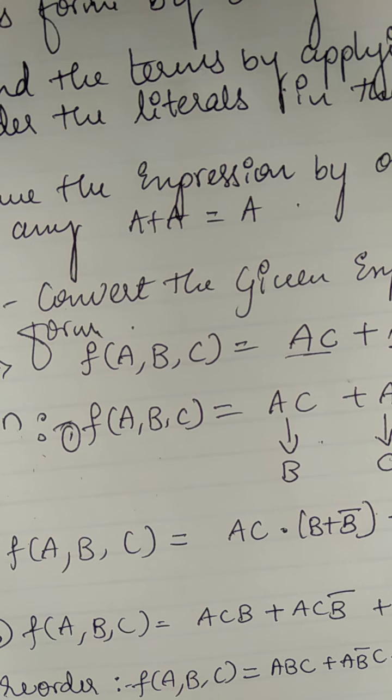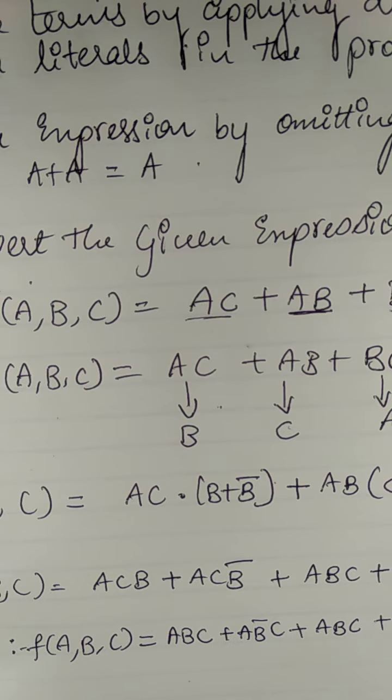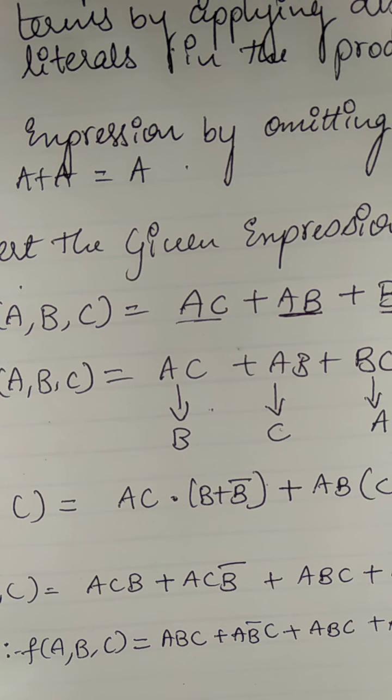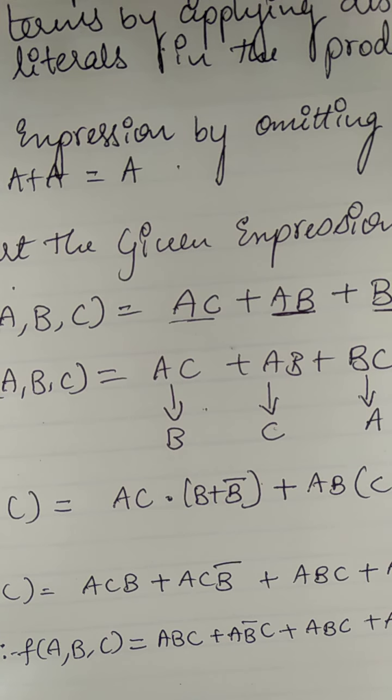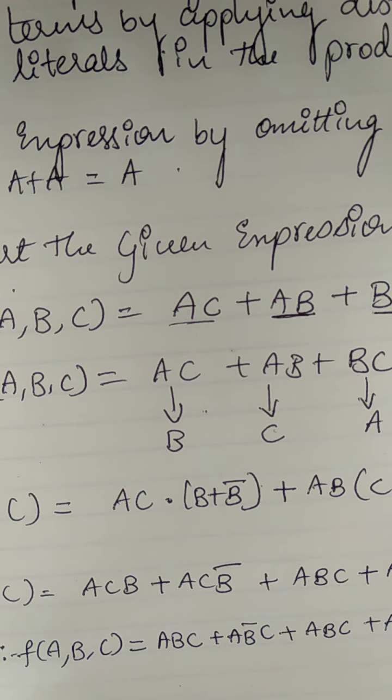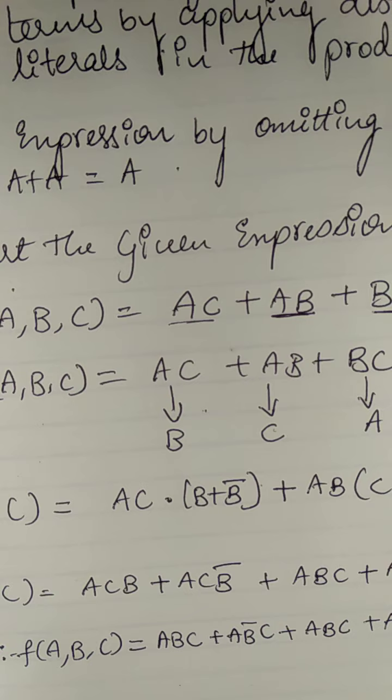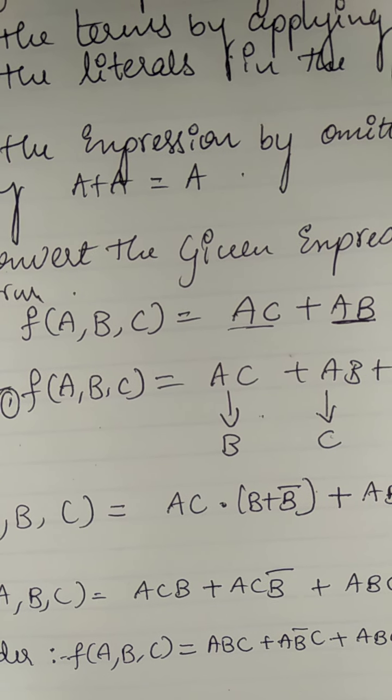So the fourth step: reduce the expression by omitting the repeated product terms, if any, since A plus A is equal to A. In this expression we are not considering that A plus A is equal to A, so we'll leave the fourth step.